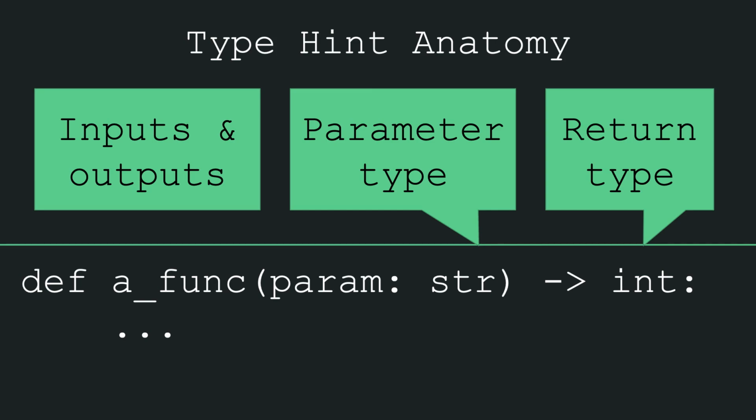So the colon syntax here says, I expect that whenever this afunc function gets called, the param is going to be a string. Similarly, the arrow says the return out of this function, I expect it to be an integer. So just by having this bit of extra optional syntax, you can do a lot of cool and powerful things. And this is the basics of what a type hint is.